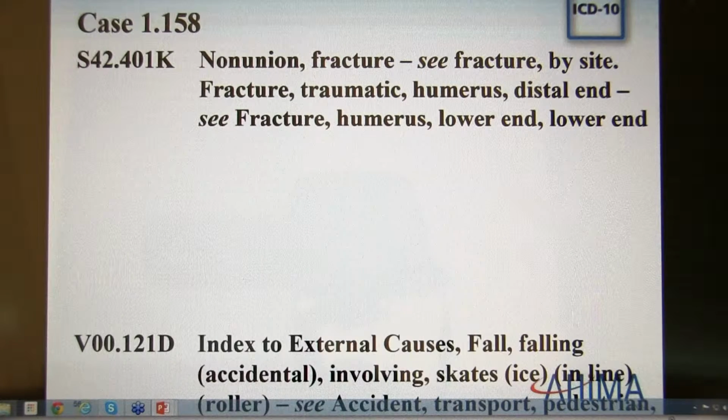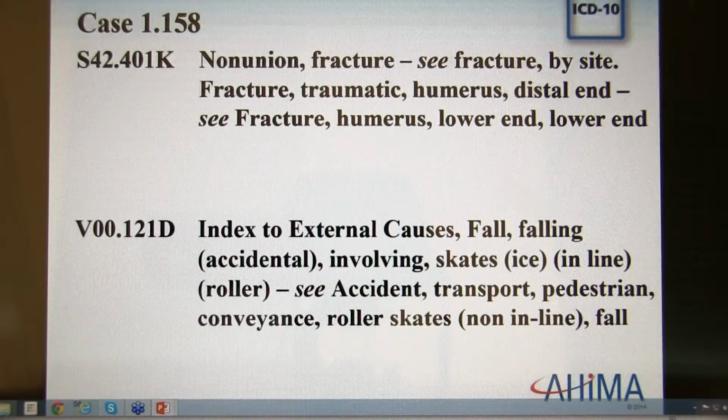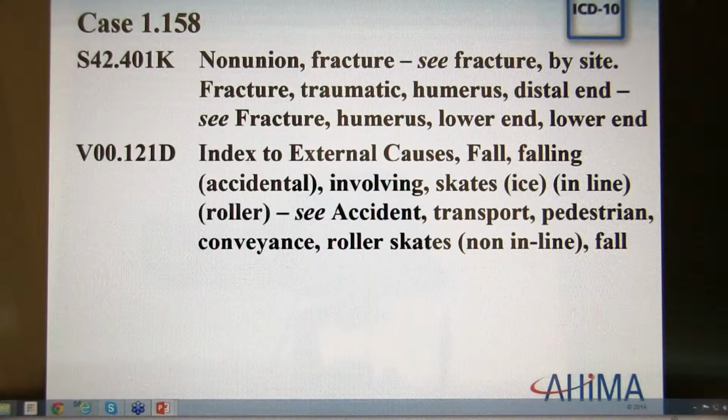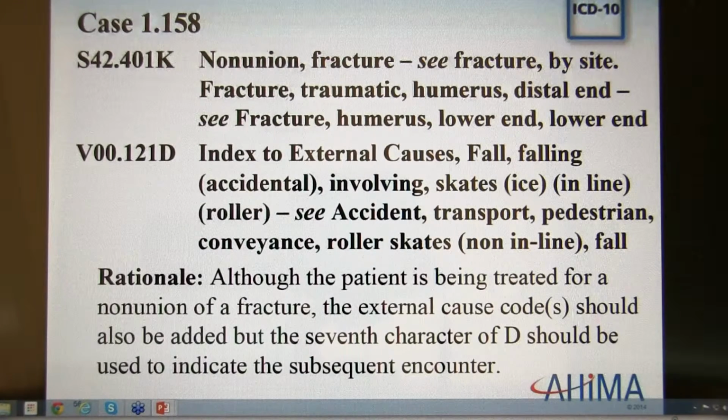We have an external cause code still. We're explaining that this patient fell while roller skating. And although the patient's being treated for a non-union, the external cause code would be added, but the 7th character D should be used to indicate that this was a subsequent encounter. This isn't an initial or a new fall.